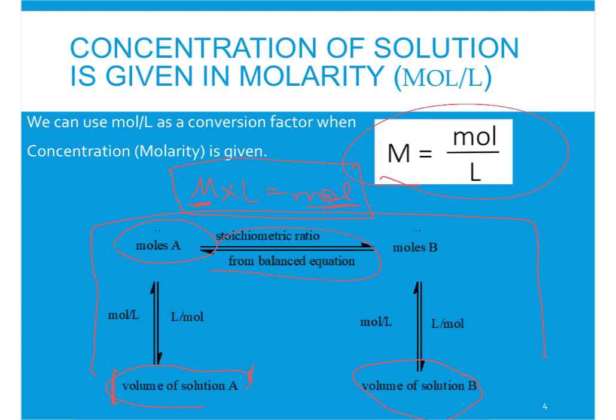Okay, and then the rest of the stoichiometry is what you're used to. Use the mole ratio from the balanced chemical reaction to get from moles of any one substance in the reaction to moles of any other substance in the reaction.